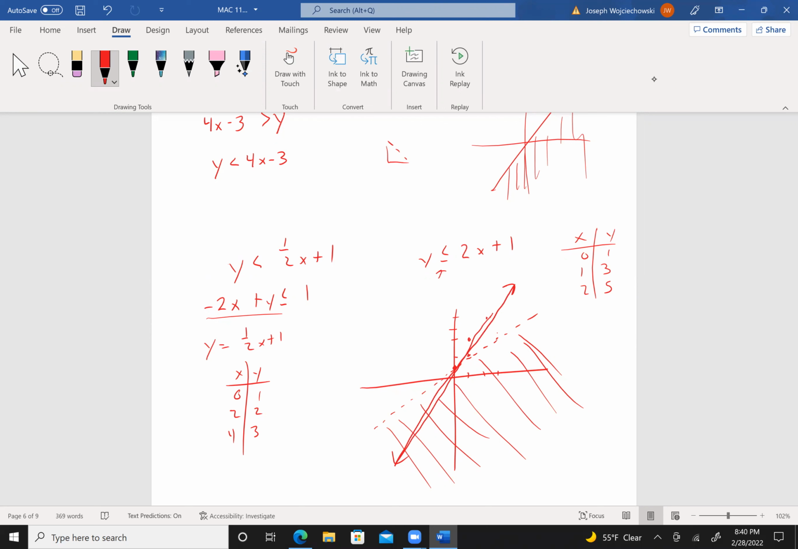And then plug in the point. Can I use 0, 0? Looks like it. Yeah, 0, 0 is not on there. So is 0 less than this? It is. So in this case, I'm doing this part for that. And the intersection of those two areas is my solution.